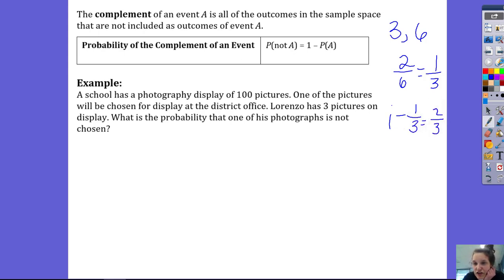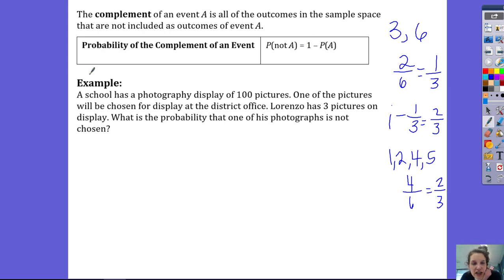Which makes sense, because if you're not going to roll a multiple of 3, that would be 1, 2, 4, or 5, which is 4 out of 6, which reduces to 2 out of 3. So, the way that you'd find the probability of the complement of an event happening is you just subtract the probability that it will happen from 1.